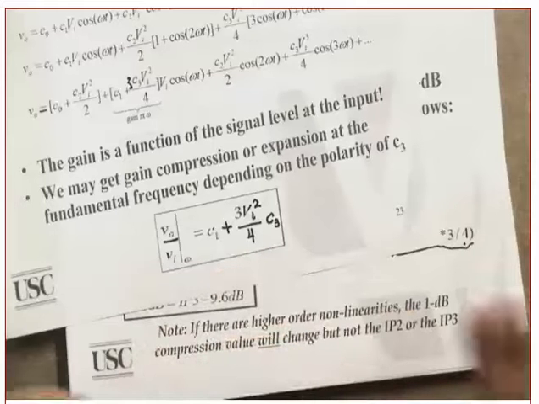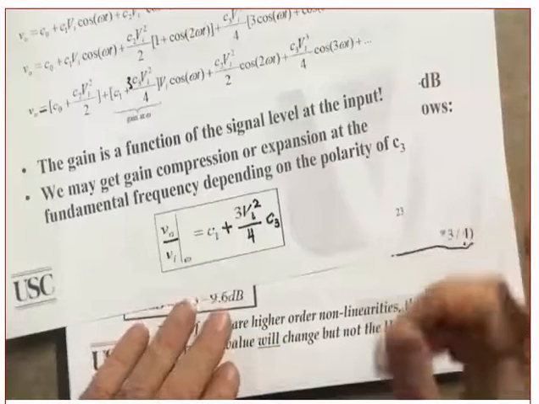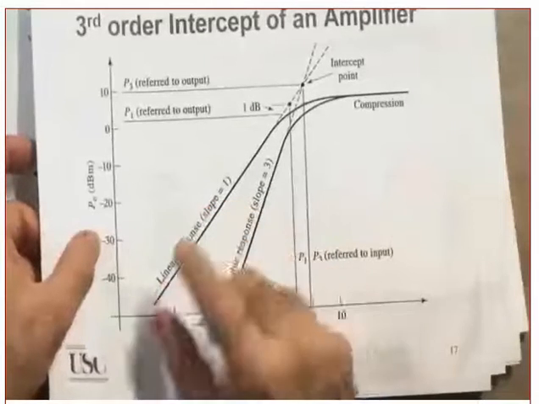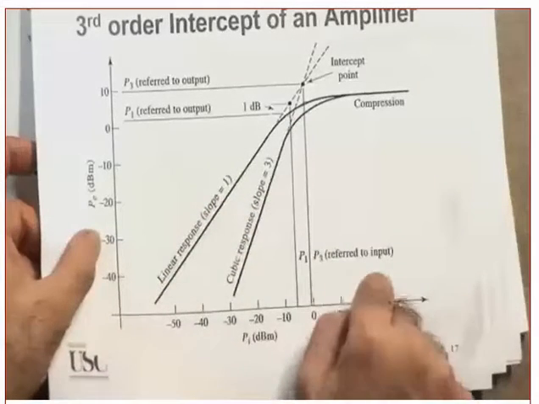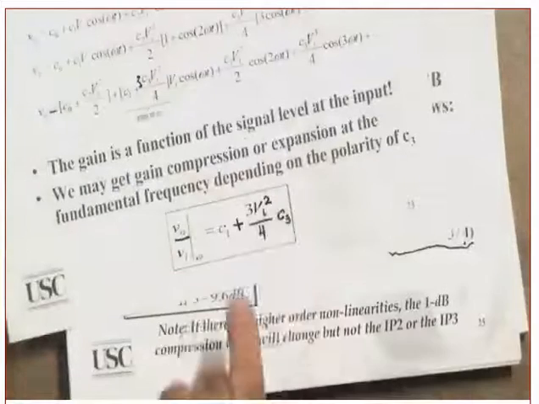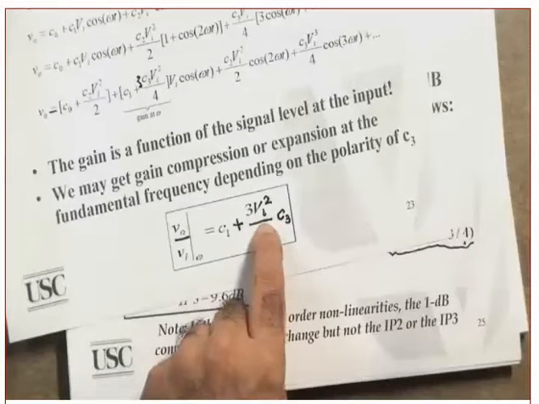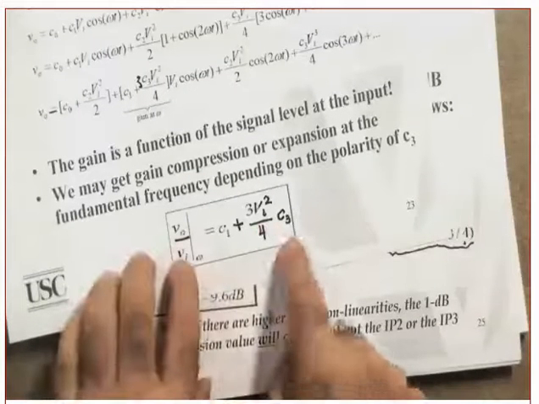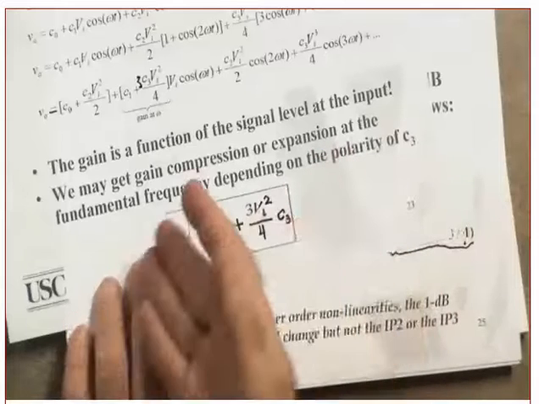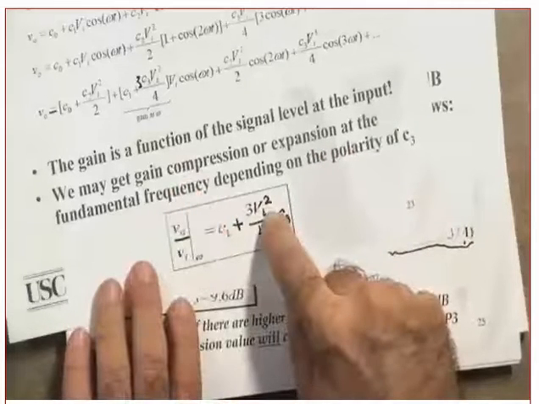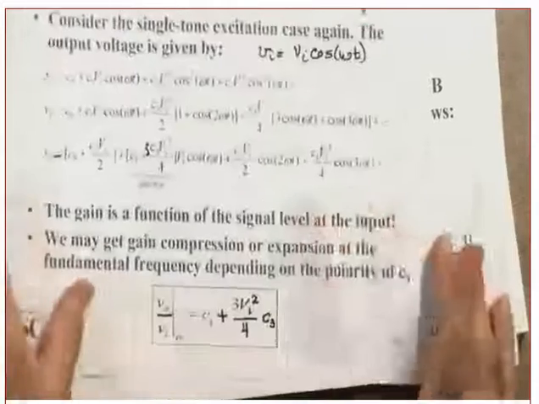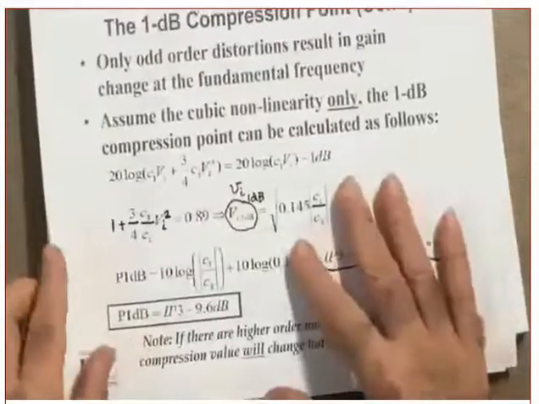Clear? When you apply a voltage, if the voltage is small, it means that you are operating in the linear region. But as you increase the input voltage, what will happen is that this one will saturate. Why? Because of this term. Did you understand that or not? C1 and the C3 have nothing to do with the input voltage, but the input voltage does have an effect on the compression, because of this term. Clear? Okay, good. Now, this is the 1 dB compression point.